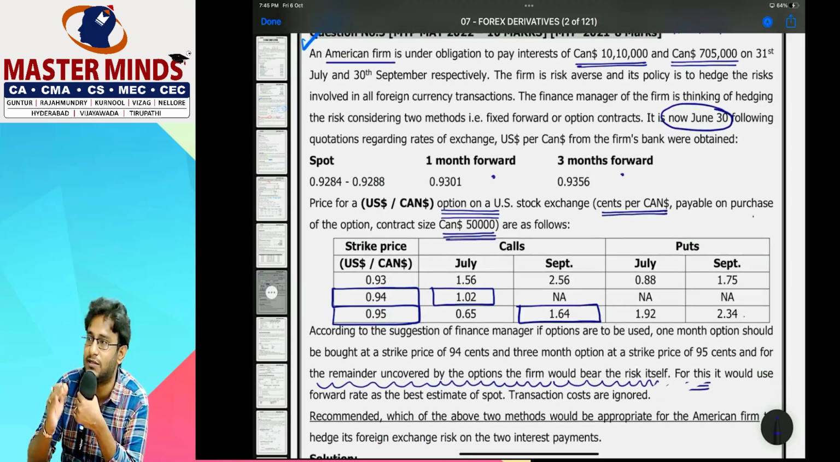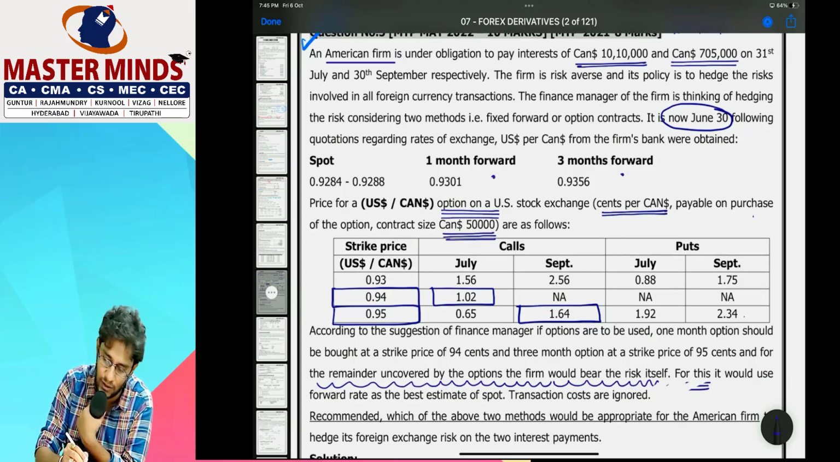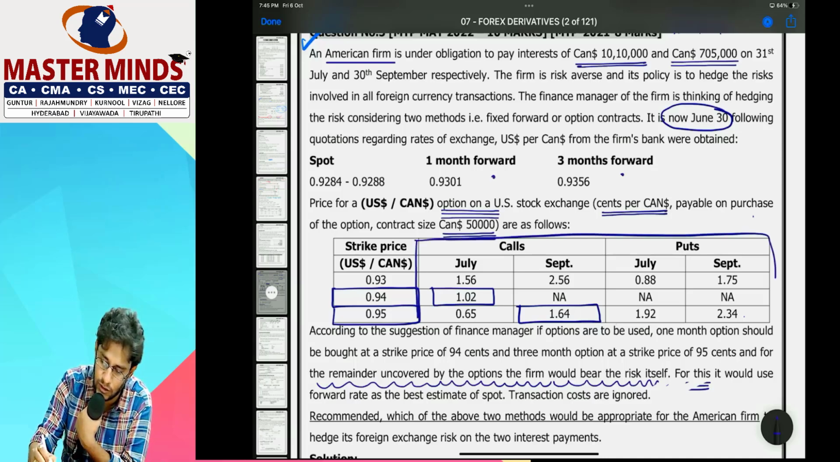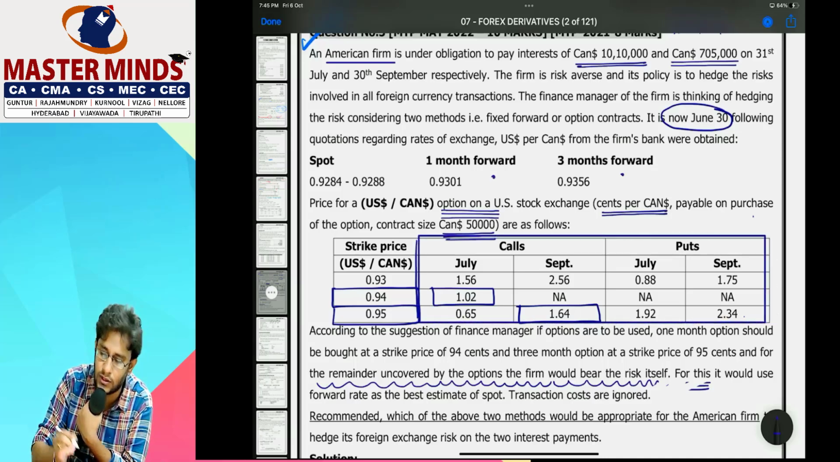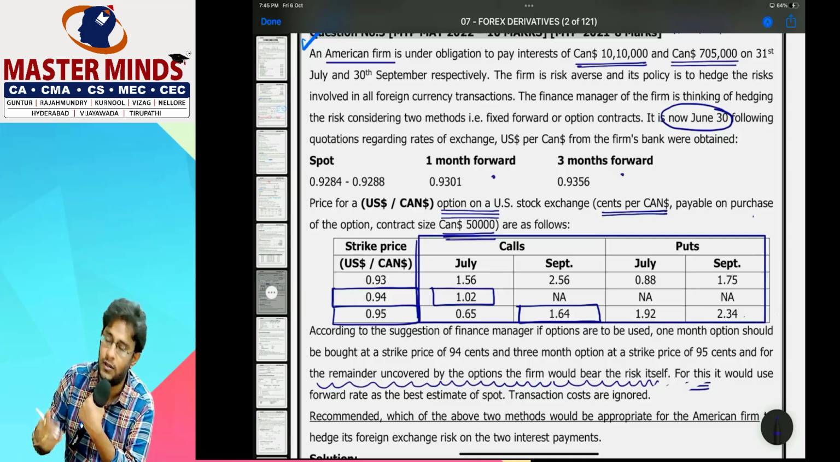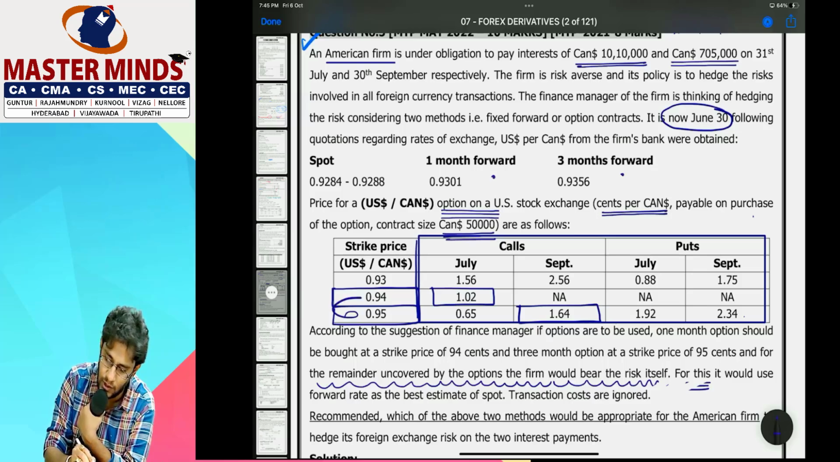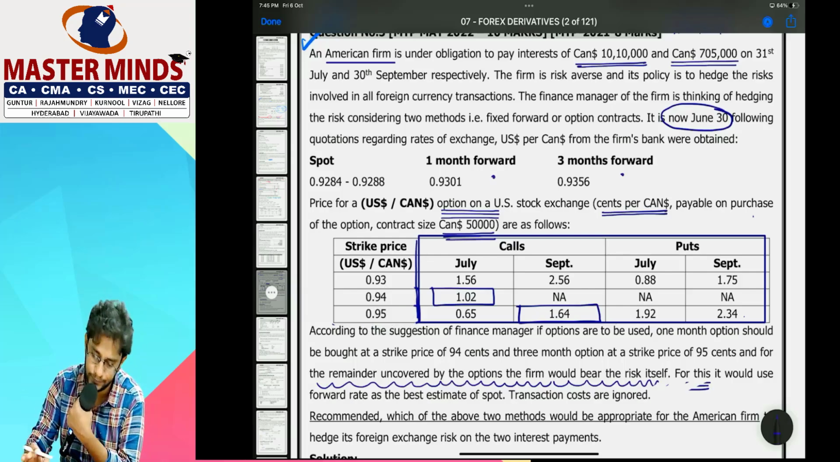That means price is cents per CAN dollar, which means which cent? US dollar cent. So the strike price is given and premiums are all given in US dollar cents. So US dollar cannot be your underlying asset. CAN dollar is the underlying asset. Directly your lot size is there. Lot size is given. So based on that lot size also you can identify. So first, this mistake you should avoid.